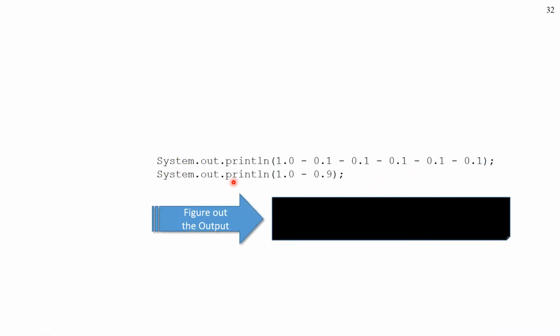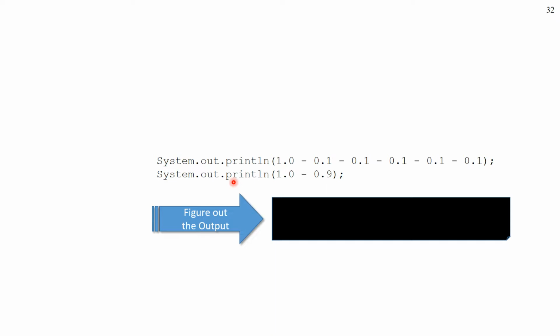So let's keep talking about floating point numbers. Floating point numbers are actually fun. Fun in the sense that if you can avoid them, avoid them. Okay. It's that kind of fun. Let's take a look here at the System.out.println. System.out.println of 1.0 minus 0.1 minus 0.1, and so on, repeating minus 0.1. Okay. So this is an arithmetic expression that I pass to my System.out.println.